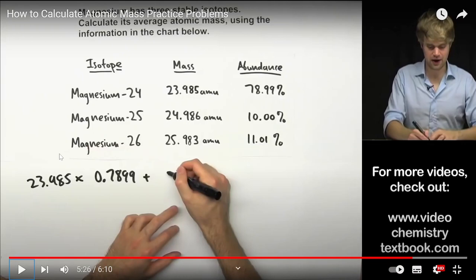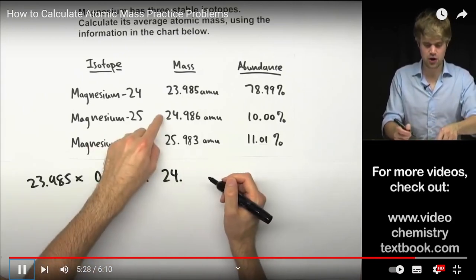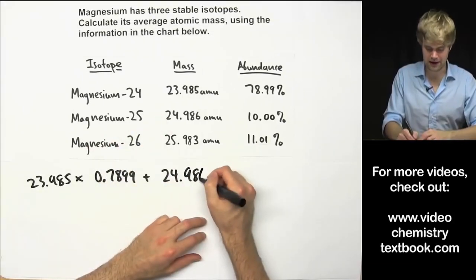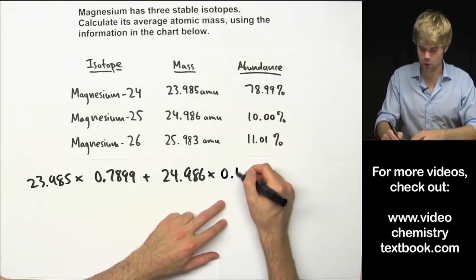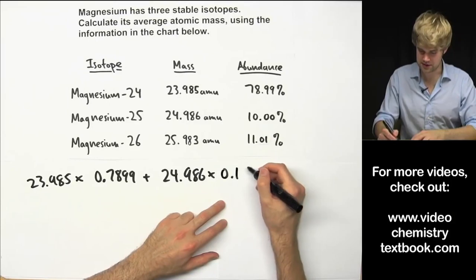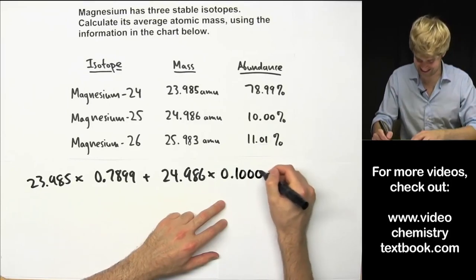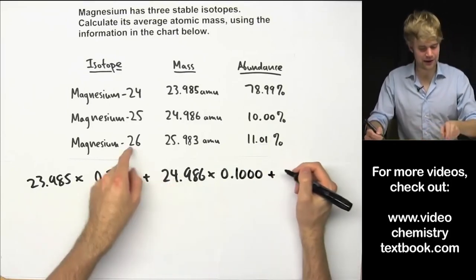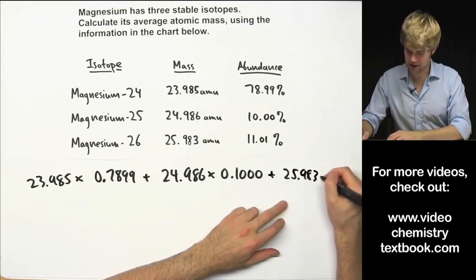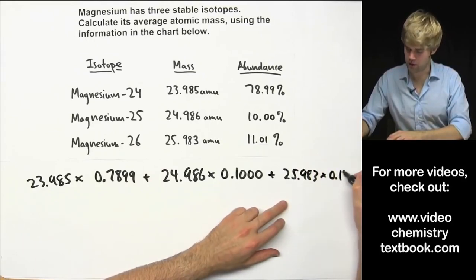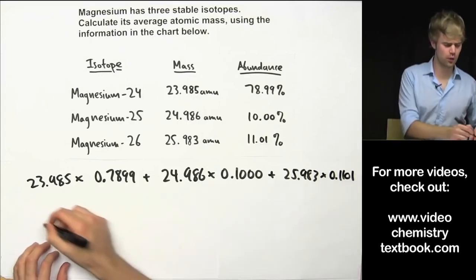What do you think? Are we ready to see the answer? Take its mass, 24.986, multiply that by its abundance as a decimal, so 0.10000, okay? And then finally, magnesium-26, 25.983 times 0.1101. I fit it all on one line.